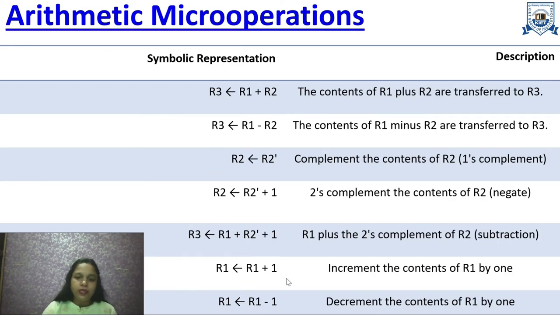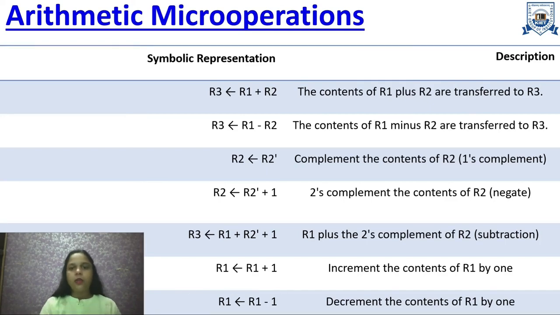This is the simple increment operator. 1 is added to R1 and the resultant is stored in R1. This is the decrement operation. 1 is subtracted from the value of R1 and the resultant will be stored in R1.